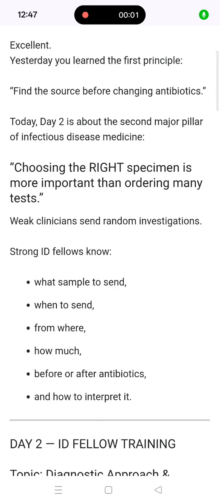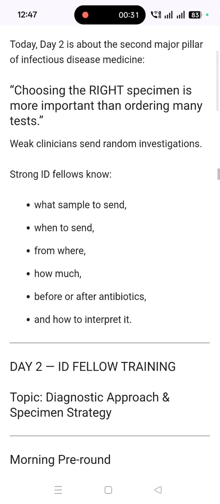So today is the second day of the infectious disease round, and yesterday, in the previous video, we saw that the first principle of infectious disease is that you should come to know about the source before changing the antibiotics. If you want to change the antibiotics, you should first see what the source is and why the antibiotic should be changed.